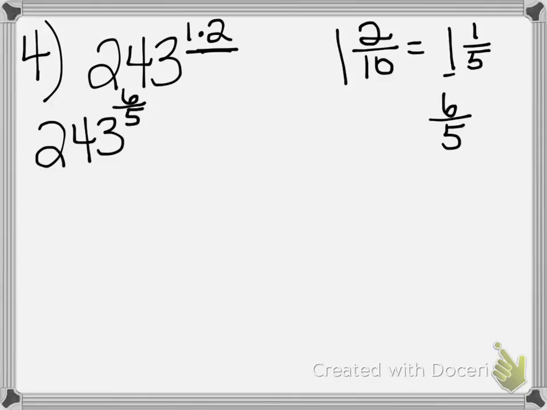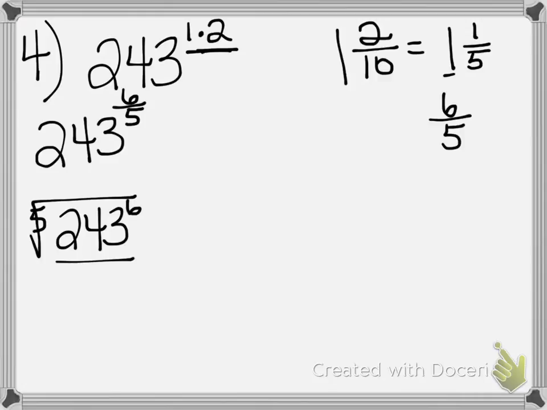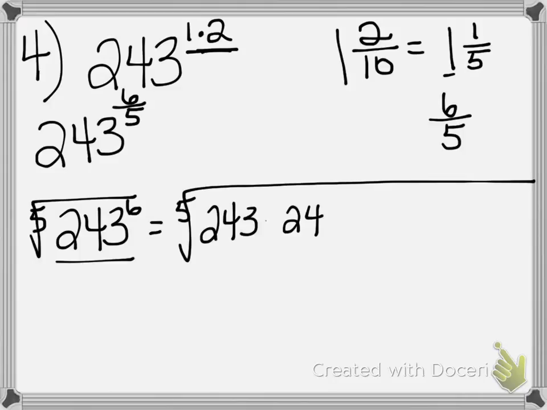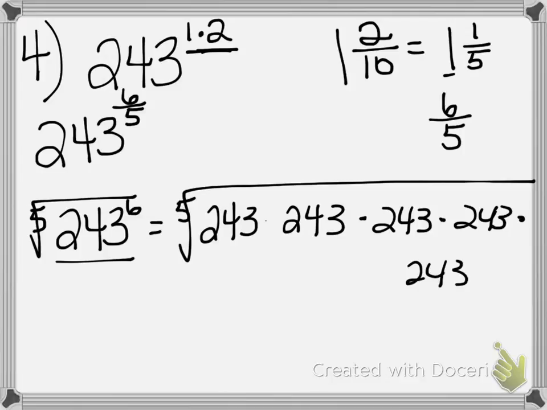Okay, so again, the denominator is my root of 5, and my numerator is the exponent for that base, for that 243. So right now this can seem incredibly crazy, because that means I should write 243 6 times. And you're right. You should write it 6 times. So this is going to be the 5th root of 243 times 243 times 243 times 243. I'm going to run out of room, so I'm actually going to go ahead and use the next page just to show what we have to do for this.